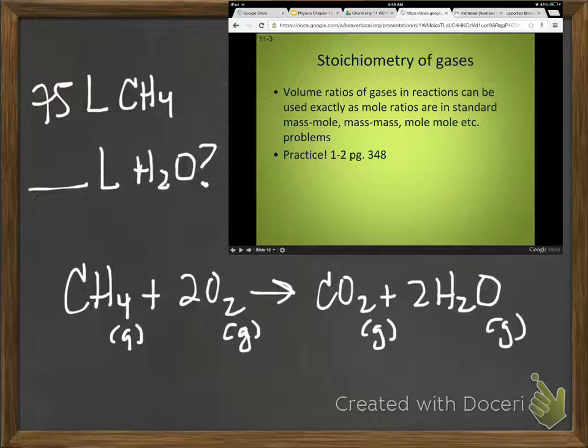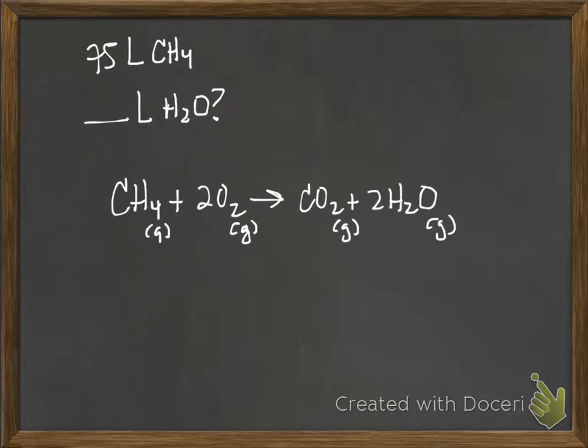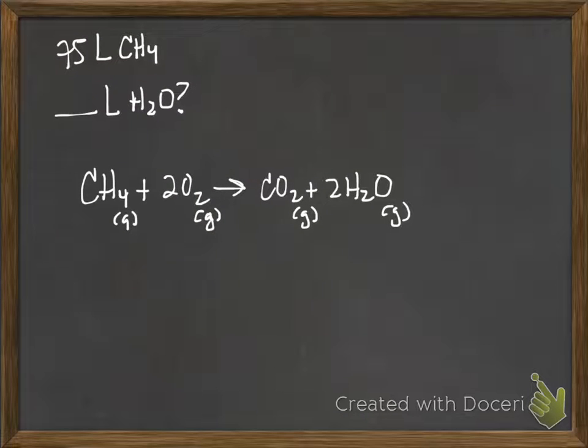Because the little cheater shortcut is that you can use the coefficients the same way you've used mole ratios as volume ratios. The only condition is that everything that's reacting has to be at the same pressure and temperature. Well, guess what? These things are together. They're reacting together. They're at the same temperature and pressure. So we can just do this.